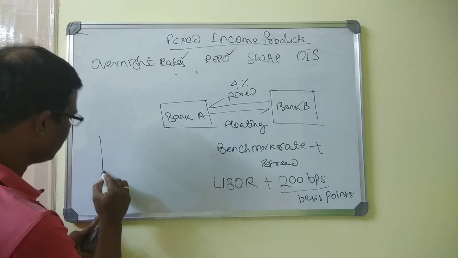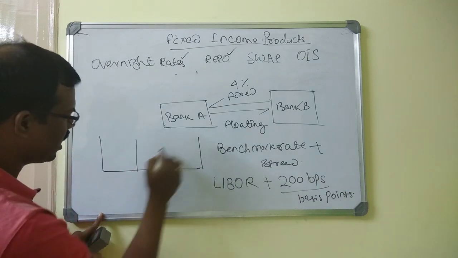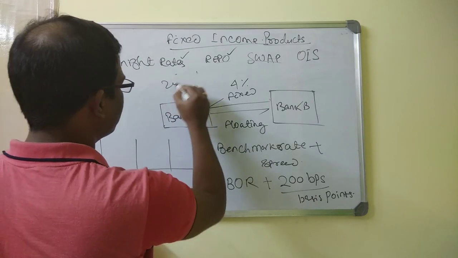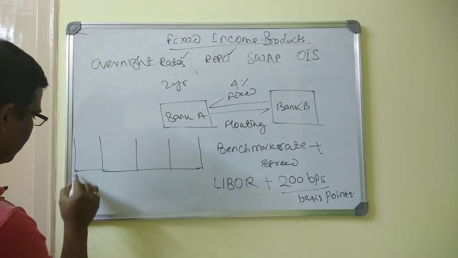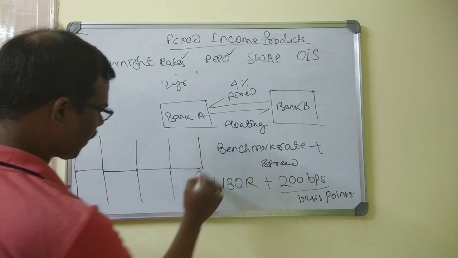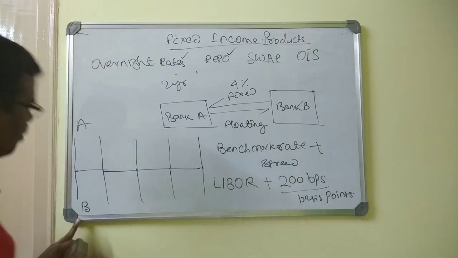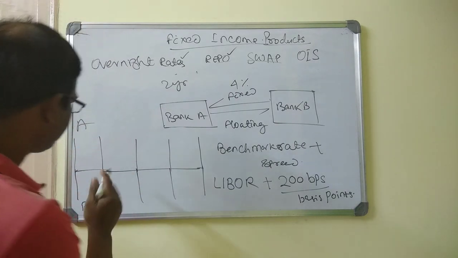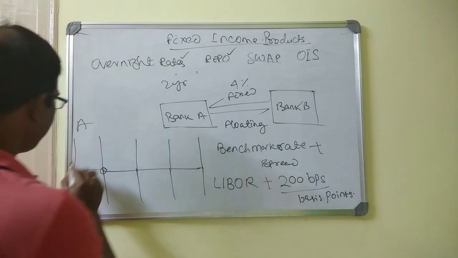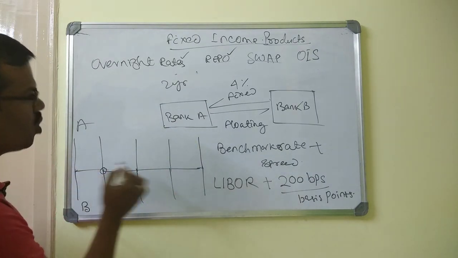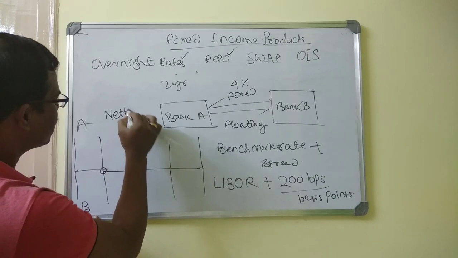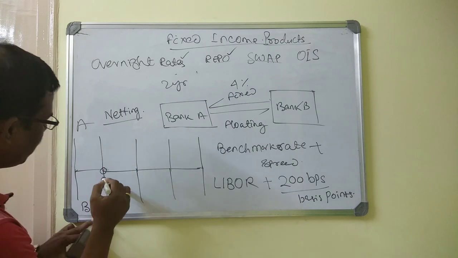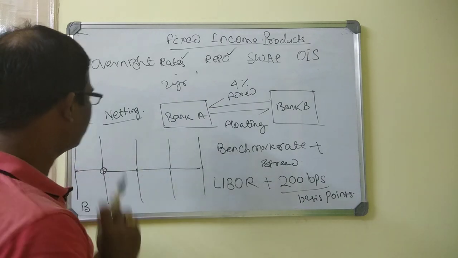For example, let us say it is a 2 year agreement. So this side will be presented as bank A and this side as bank B, and the very first time they will decide what the floating rate is for the next period. Between bank A and bank B, the cash flows normally happen on a netted basis. This is called netting. That means if A has to pay more to B, then the payment will happen only for the difference amount, not the total amount.